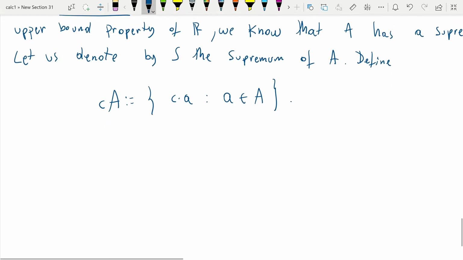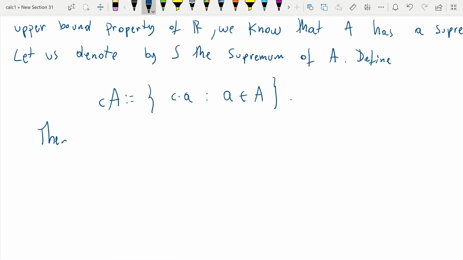So what is the property? What do you think happens to the supremum? If you think that this is equal to c times S, then you're right. If we forget about the c, just look at the set A, the supremum of that set would just be S. So what happens when we multiply everything by c?